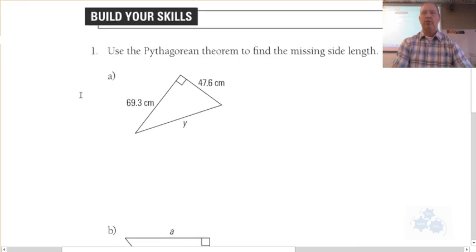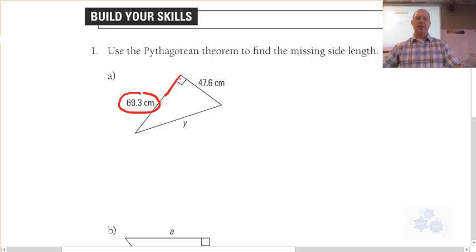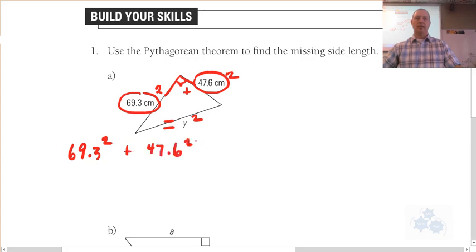So here's the first one. We'll do this one together. Use the Pythagorean theorem to find the missing side length. All right, this is pretty straightforward. So here is one of the sides. Again, the sides are connected to the 90 degree, right? So it's going to be this one squared plus this one squared equals this one squared. So we write that out: 69.3 squared plus 47.6 squared equals y squared.